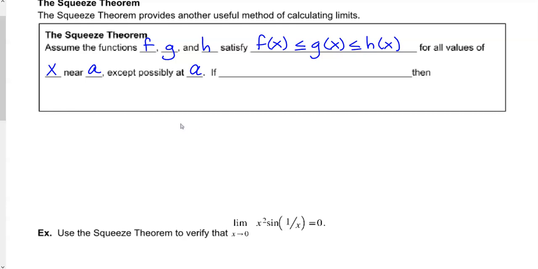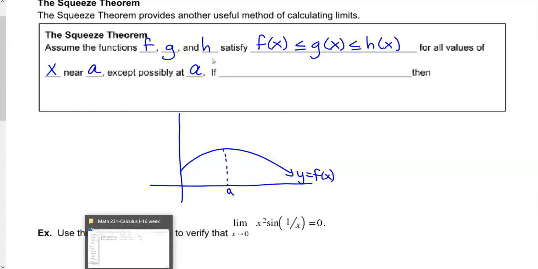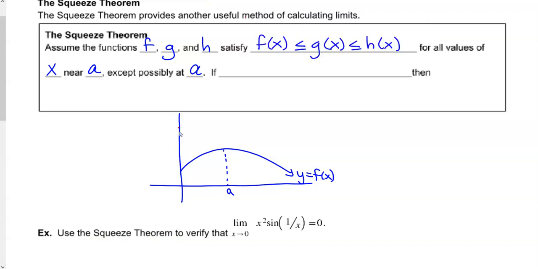Now, I'm going to kind of draw a picture of this. Okay, here's my axes, and I'm going to draw this function here and call that f of x. And I'm going to hone in kind of around this a value. Okay, I'm going to change my pen color. I'm going to end up drawing a function that looks like this and call this y equal to the h of x function. And so basically this inequality holds that the f values are smaller than the g values, which are smaller than the h values for every single value that we have.